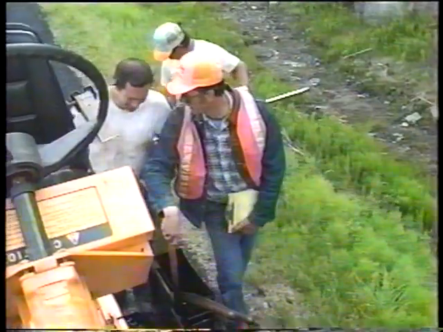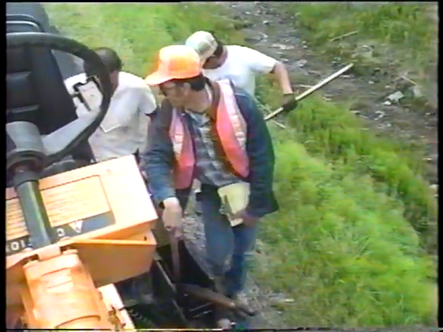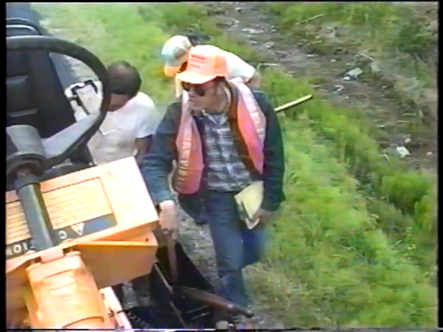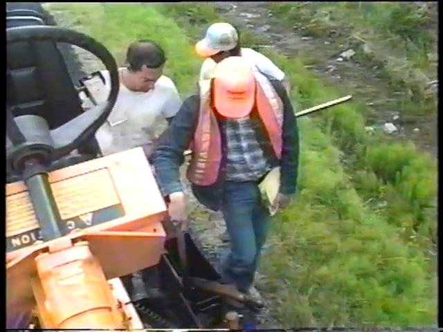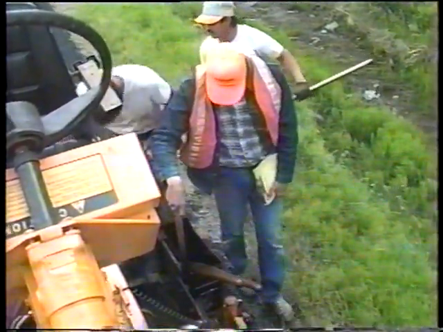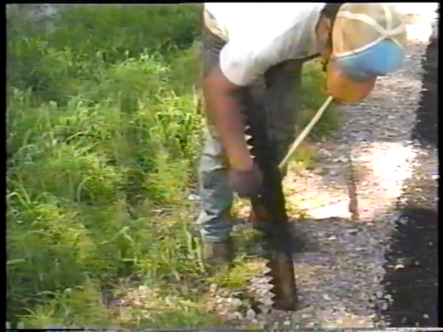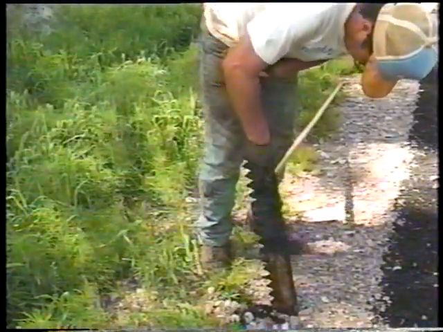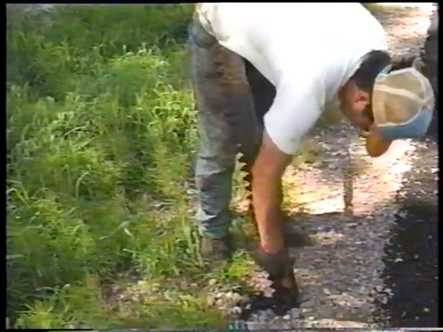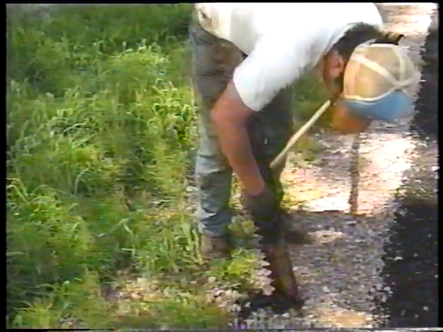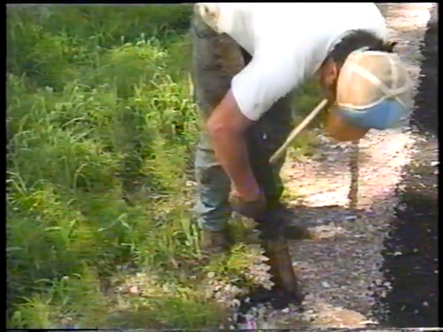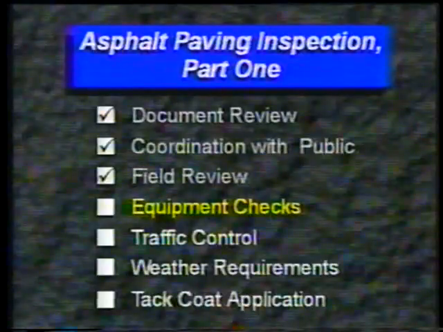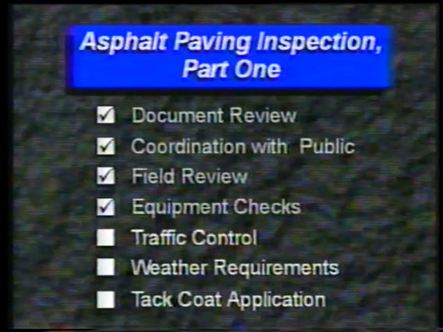Just one more point about hand tools. Most contractors store them in containers filled with diesel fuel. That's perfectly acceptable, as long as the fuel isn't spilled on the mat. While the hand tools are in use, however, they should be cleaned with a putty knife, not with the diesel fuel. And they shouldn't be cleaned by scraping them off on any part of the laydown machine either. And those are the equipment checks.